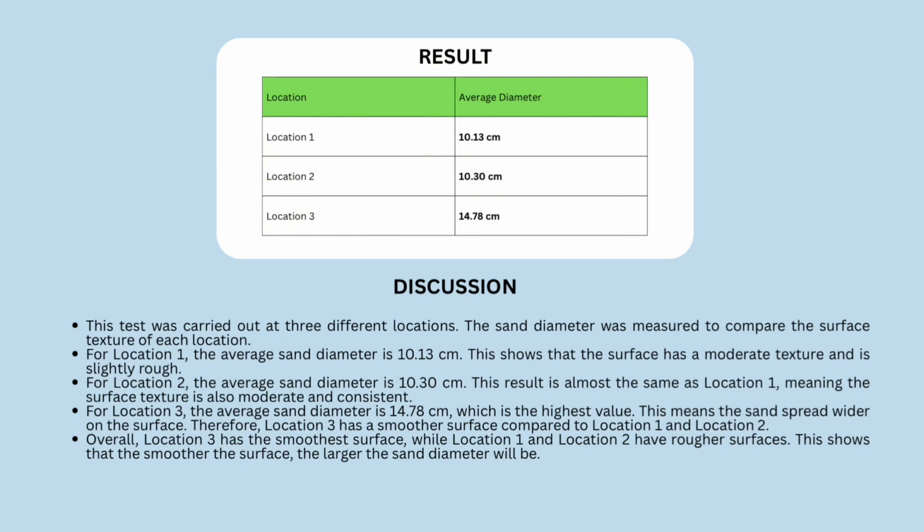Overall, location 3 has the smoothest surface, while location 1 and 2 have rougher surfaces. This shows that the smoother the surface, the larger the diameter will be.